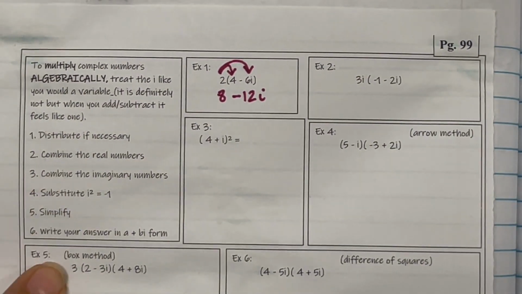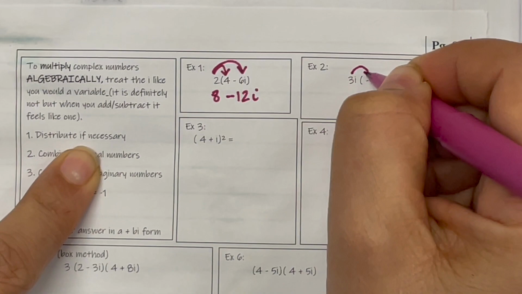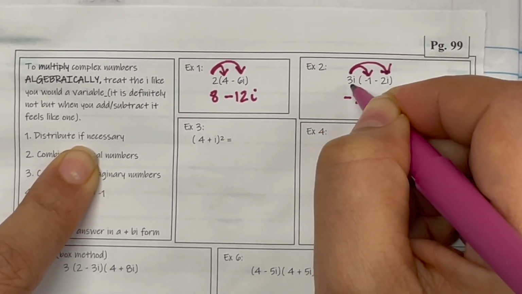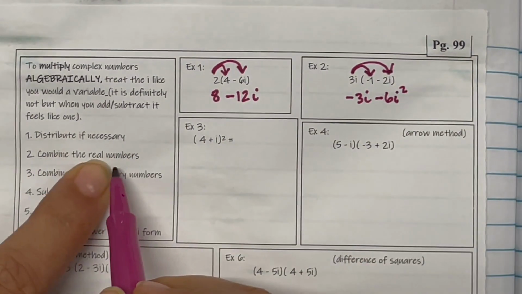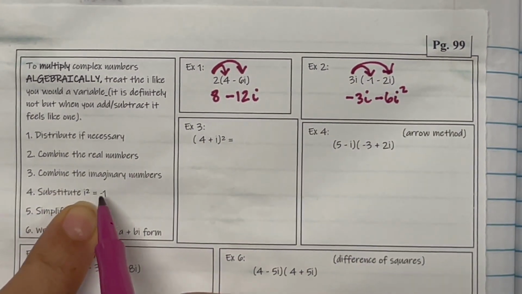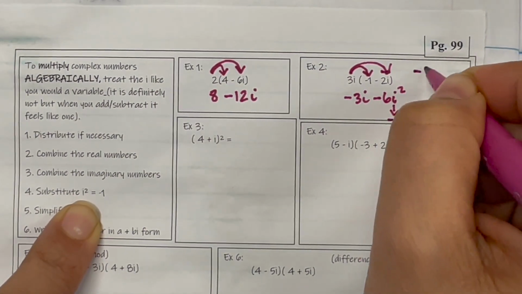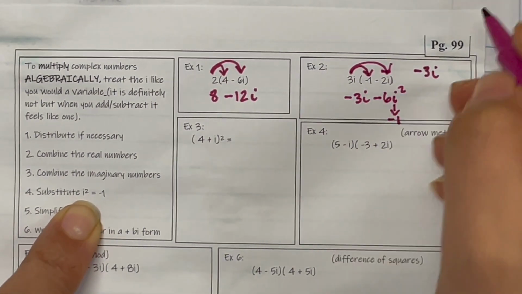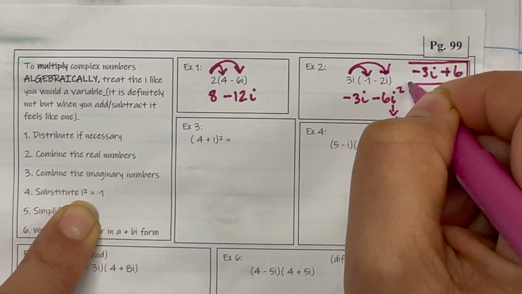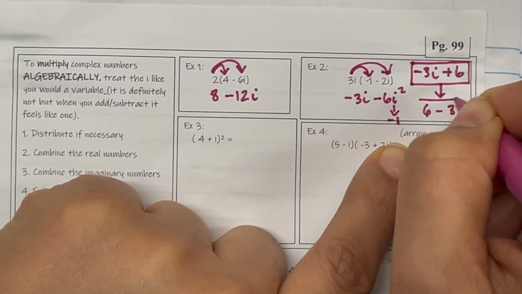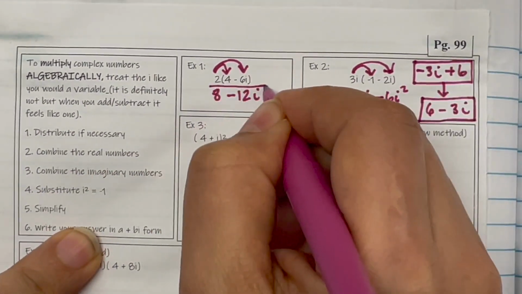So distributing that, you get 8 minus 12i. Again, this is another distribution, 3i times negative 1, then 3i times negative 2i. The big difference is to look for i squared. Okay, so we know that i squared is equal to negative 1. So we'll substitute i squared with negative 1 and get negative 3i. Then negative 6 times negative 1 is positive 6. Now you do need to write that as real and then imaginary, so we're just going to flip this around. So 6 minus 3i.